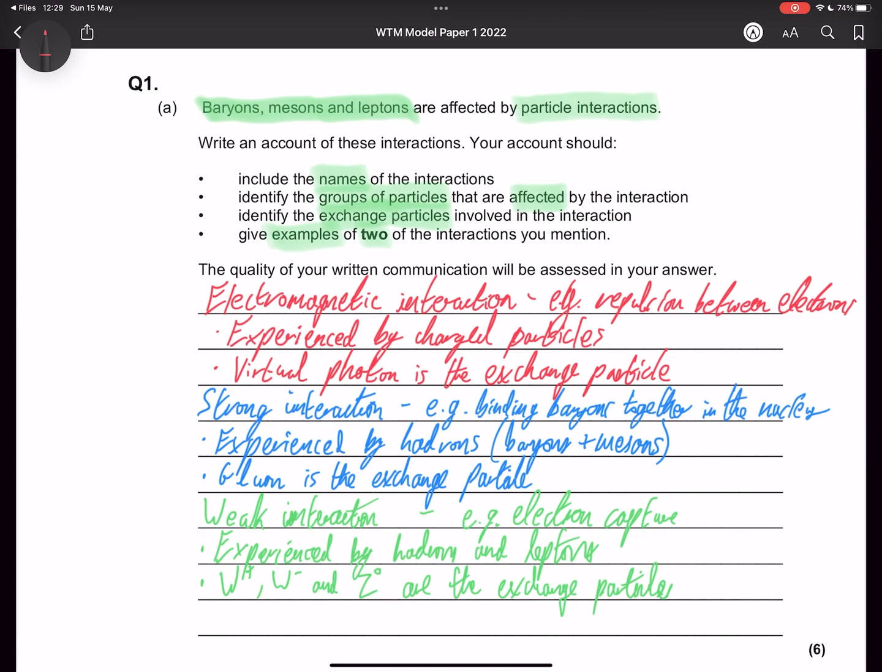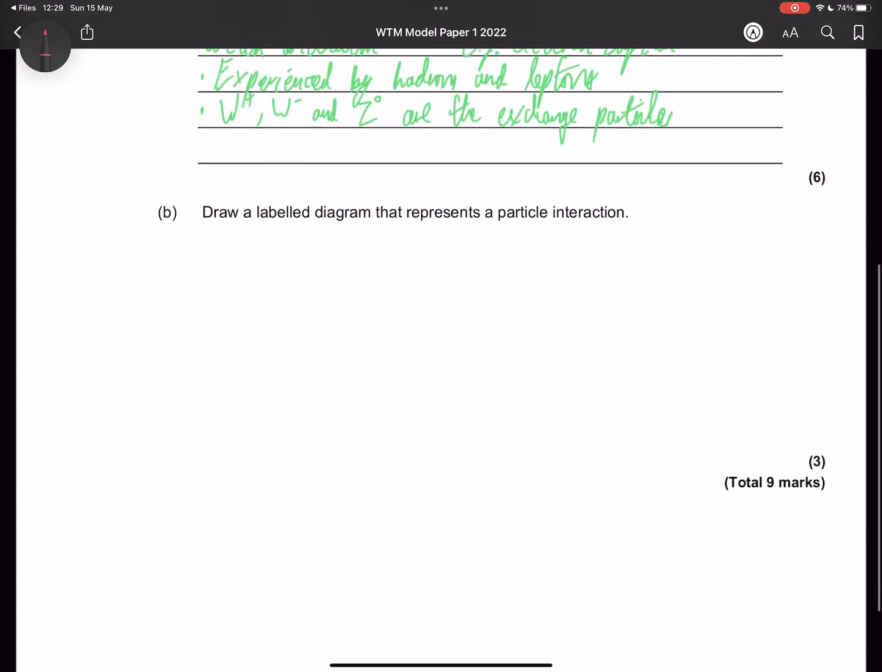Do remember that that line about quality of written communication is not relevant. That is no longer assessed at A-level in physics. So instead, bullet point lists, concise structures, tables, anything you want to use as a way of expressing your information is acceptable.